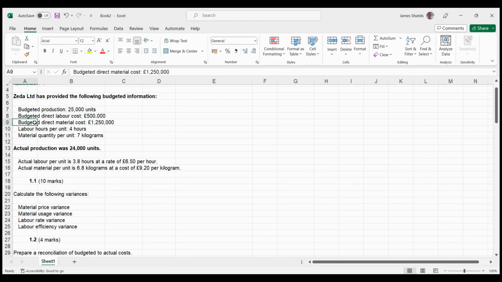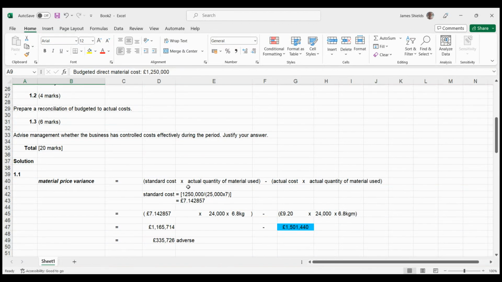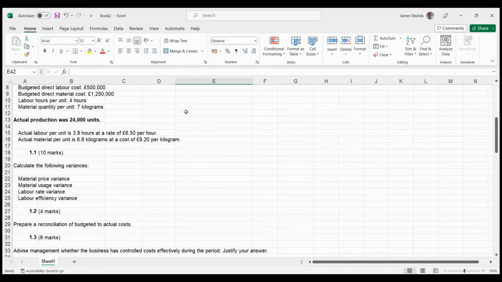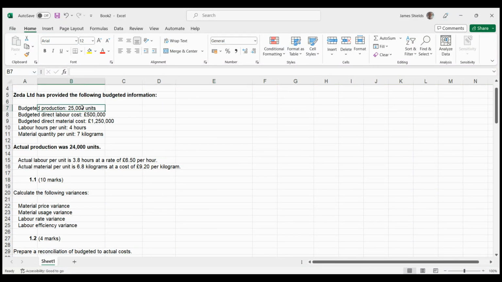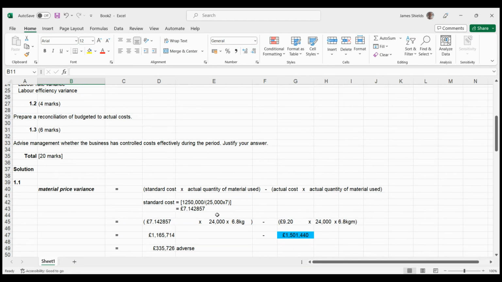the total material cost of 1,250,000, which is the amount there, then divided by the amount of units we're planning to make. So that's 25,000 units at 7 kilograms per unit. So it's divided by 25,000 times 7. Now, if you do that calculation, you get a decimal number, 7.142857. So I'm going to leave that number as it is at the moment. That's going to be my standard cost.